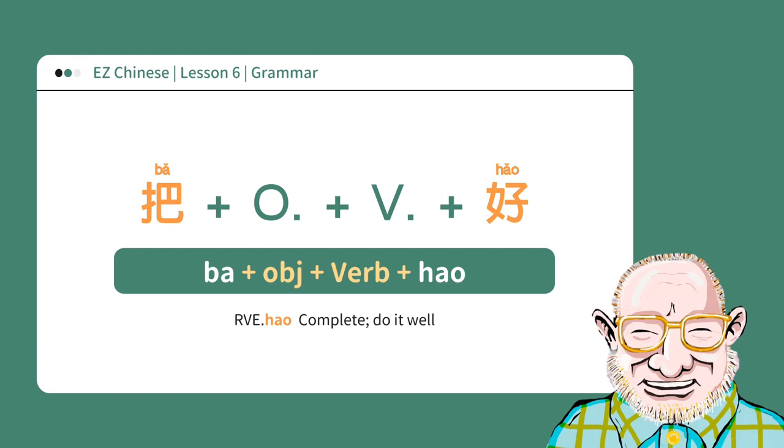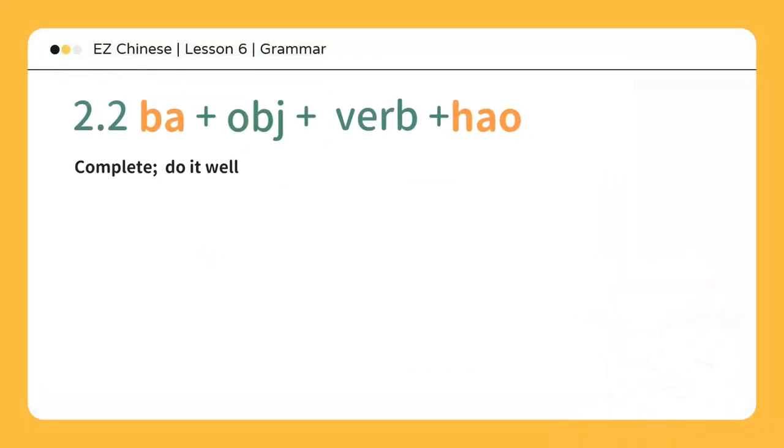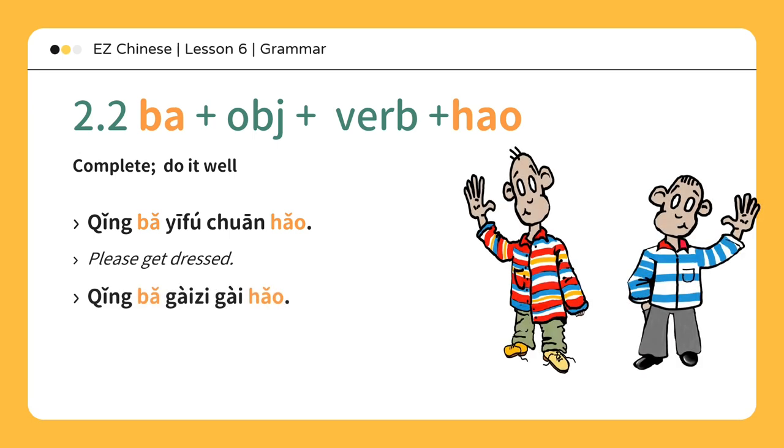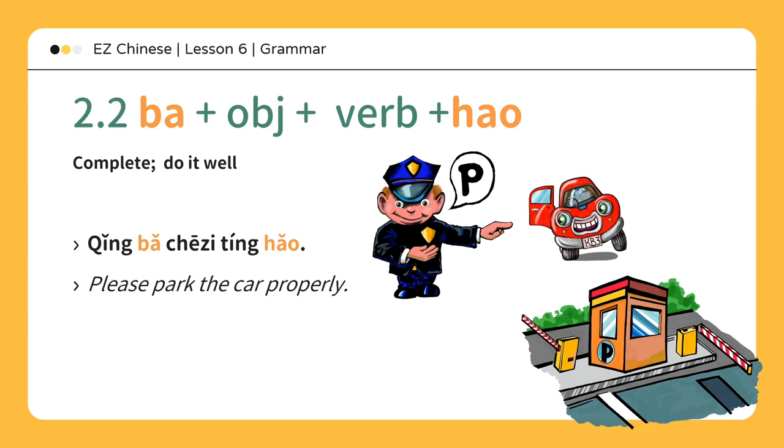Authoritative orders someone to successfully complete the action. Result verb ending 好. Complete. Do it well. 请把衣服穿好。Please get dressed. Or, please dress more neatly. 请把盖子盖好。Please close the lid properly. Please park the car properly.